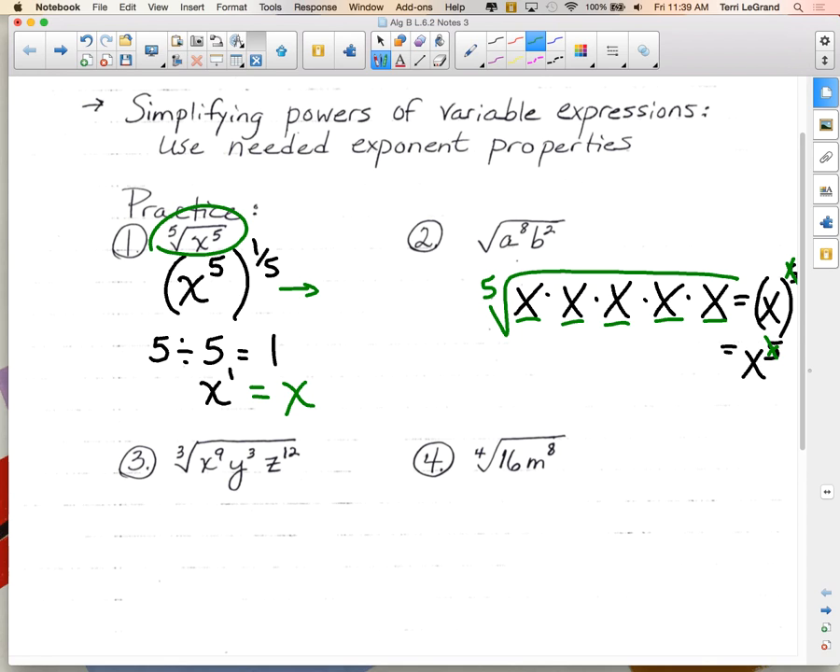So what do we do when we have a power to a power? What's our property for that? What do we do when we take a power to a power? We multiply the exponents. Multiply that 5 times the 1/5. Change the 5 over to 5 over 1, and then you get 5 over 5. So we get X to the 5 over 5 power, which is 5 divided by 5, which is X to the first power, which really is X.